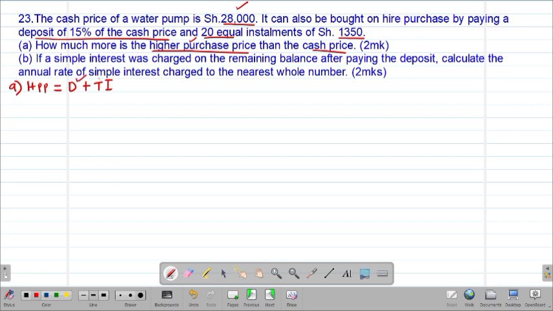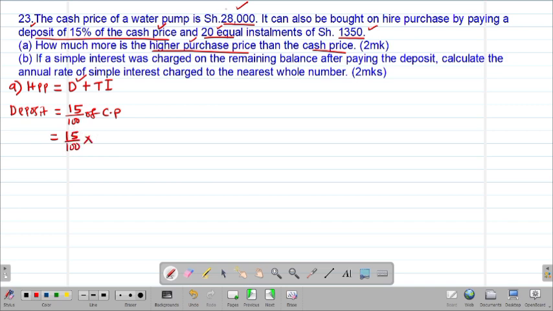Then the total installment, of course, we shall need the period, which is 20 months, and each installment was 1,350 shillings. So we are told that it can also be bought on hire purchase by paying 15% of the cash price as the deposit. Therefore, the deposit will be given by 15% of the cash price. So this will be equal to 15 over 100, then we multiply by the cash price.